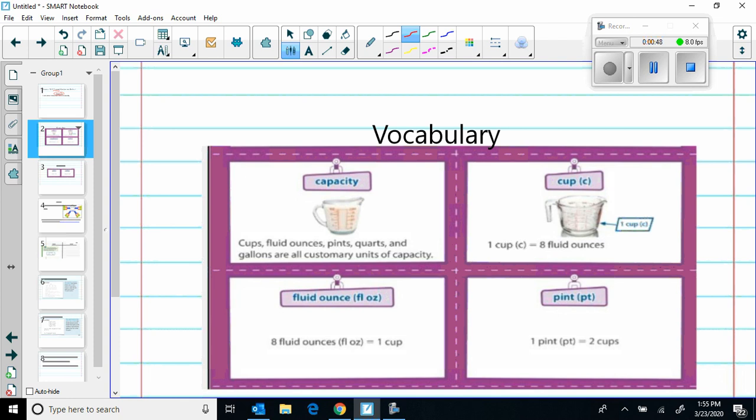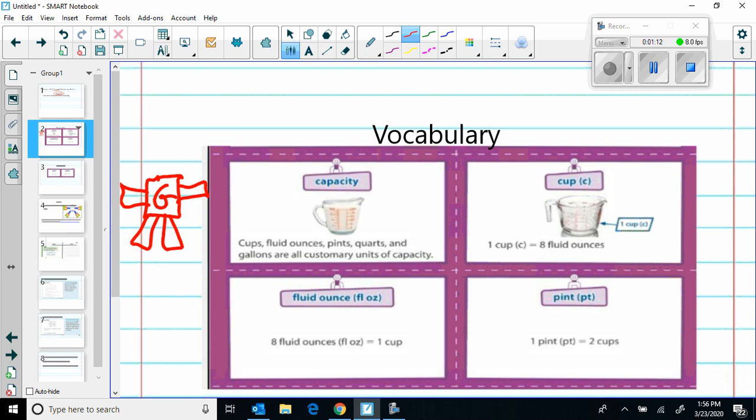When we look at our vocabulary slide, the first one is capacity, and it says cups, fluid ounces, pints, quarts, and gallons are all customary units of capacity. What I like to do is, when I think of capacity, I go ahead and make that gallon man. So write capacity and then make your gallon man.